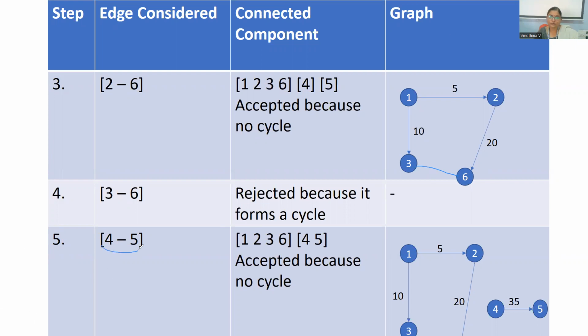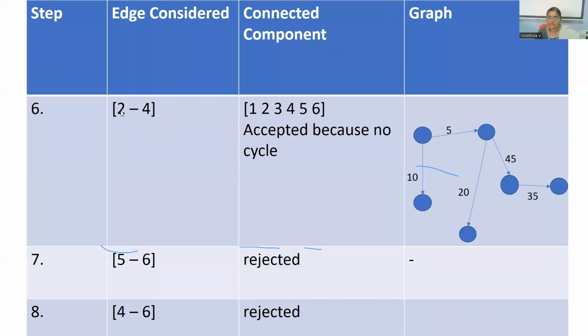Consider the next edge, 4 to 5. Addition of 4 to 5 is not forming a cycle, so accept it. Now we have 2 connected components. One is 1, 2, 3, 6, and the other one is 4, 5. So it is not a single component, it is two connected components. So repeat the algorithm.